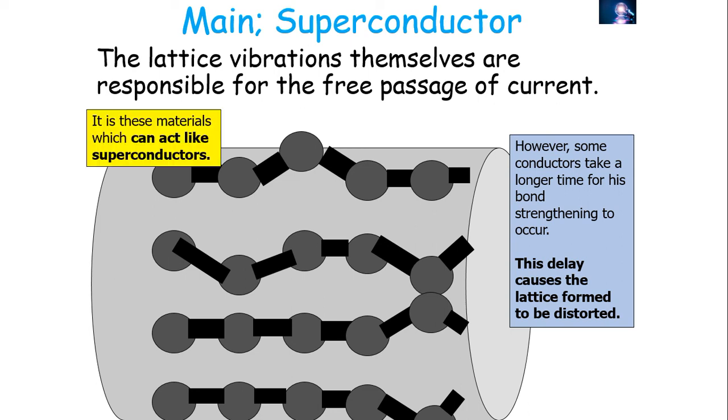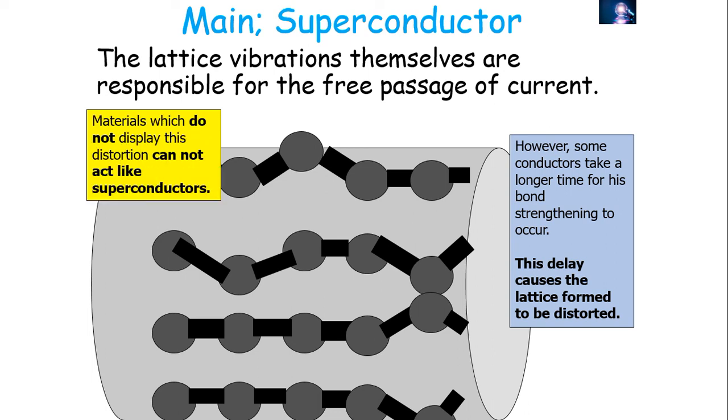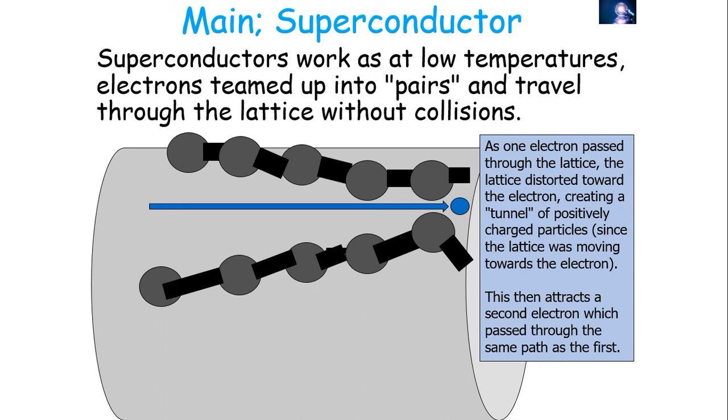Now, that's why certain materials can act as superconductors, because if it takes a long time for the lattice bonds to strengthen, it is a superconductor. If it takes a very short time for the lattice bonds to strengthen, it doesn't act like a superconductor. So you get basically a distorted lattice structure for a superconductor. Now what happens is, in a superconductor, at low temperatures, the mobile charge carriers, the electrons, team up into pairs and travel through the lattice without any collisions with those ions.